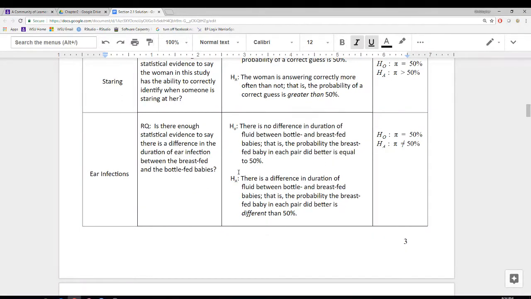How about the ear infection example? In the ear infection example, the research question was, is there enough statistical evidence to say there is a difference in the duration of ear infection between the breastfed and bottle-fed babies? The alternative hypothesis for this case study would be stated as there is a difference in the duration of fluid between the breastfed and bottle-fed babies. In particular, that parameter value would have to be something different than 50%.